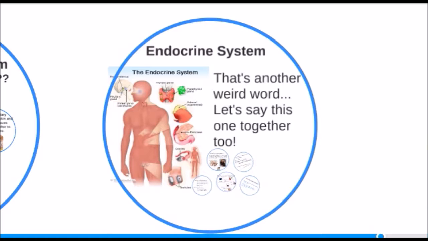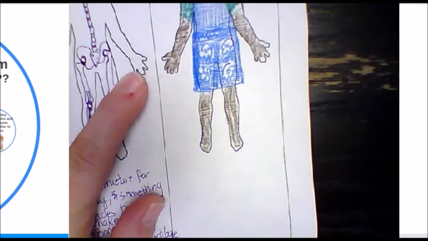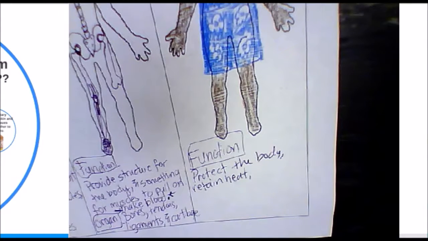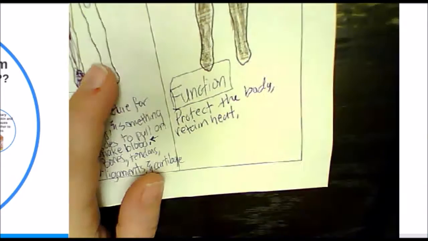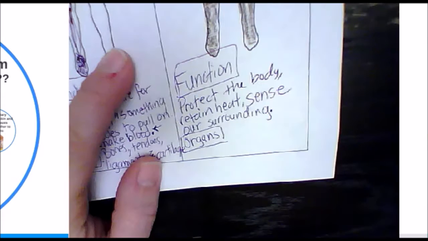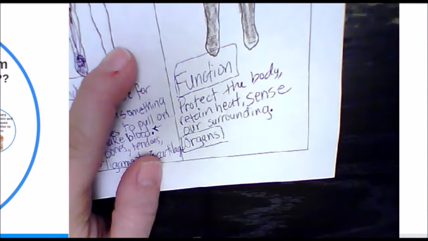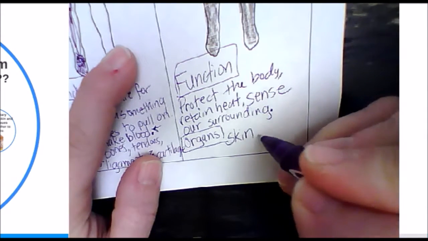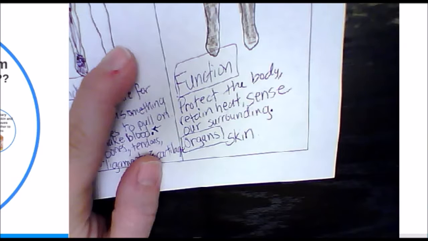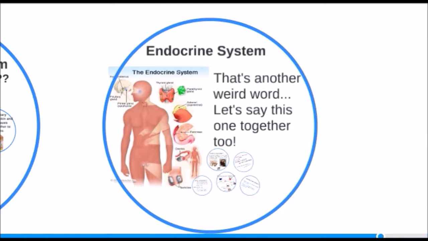All right, so this next system is going to be the endocrine system. Endocrine, I like to say the saying, endocrine secretes within, because the endocrine system is a series of glands that run throughout your body that help secrete hormones that help to communicate different things to different cells and different tissues.